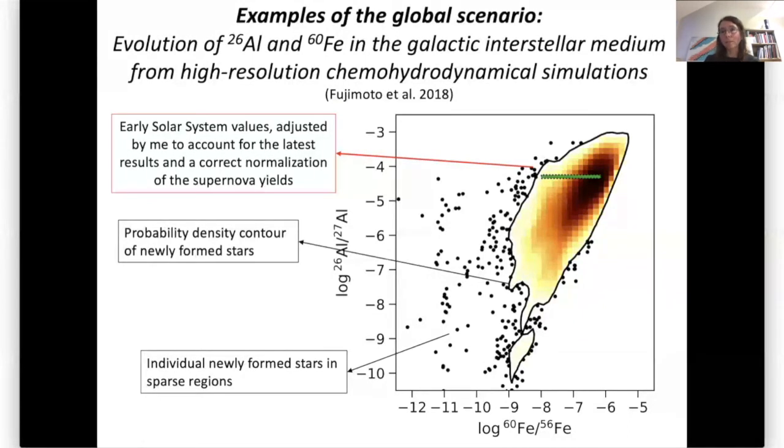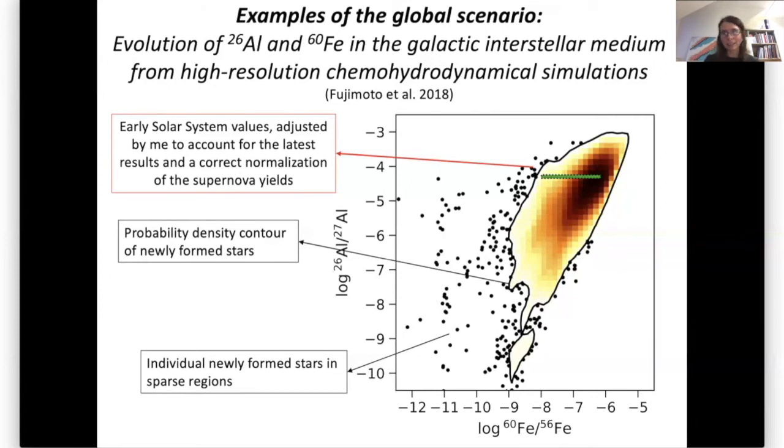As you can see, most of these newly formed stars would have a lot of aluminum-26 and a lot of iron-60. This is the red, darker region in the plot. But the early solar system value, I point out here with the red arrow, is about at the end of that arrow there. And this is outside of the main density contour. It would tell us that the sun formed in a sparse region as a special case. It seems quite a rare situation.